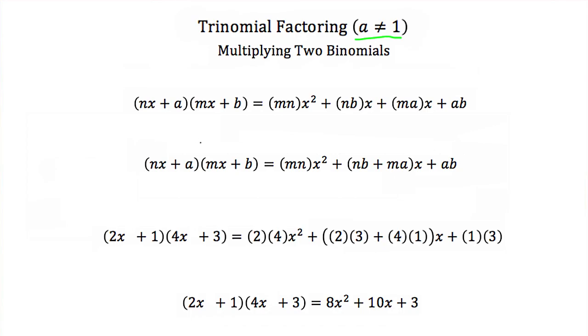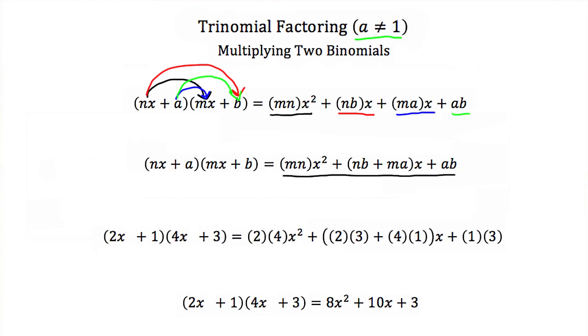So if we had nx plus a times mx plus b, these are our two binomials, and when we multiply them together, we multiply everything in the first binomial by everything in the second. We take nx and multiply it by mx, and we get mn x squared. Then we take a and multiply it by mx, and we get ma x. Next we take nx and multiply it by b, and we get nbx. And lastly, we take a and multiply it by b, and get ab. If we simplify this, we end up with mn x squared plus nb plus ma times x plus ab.